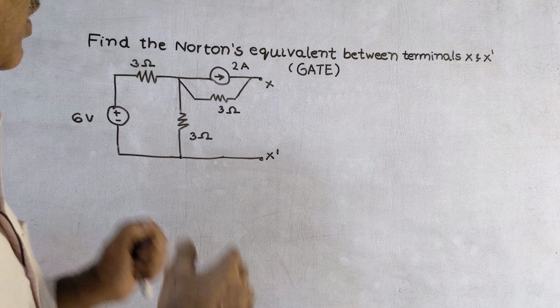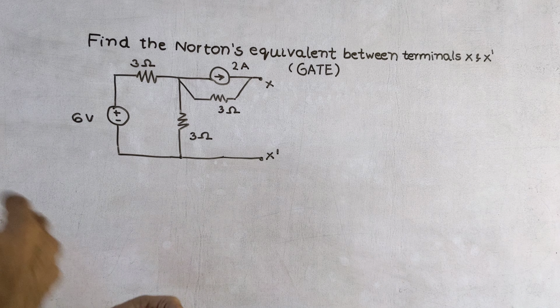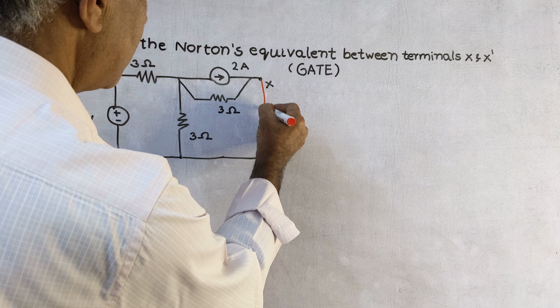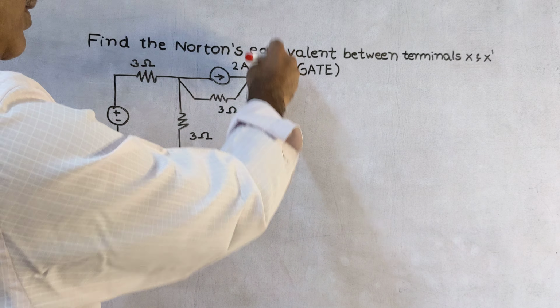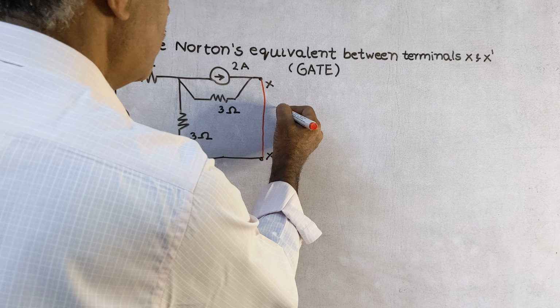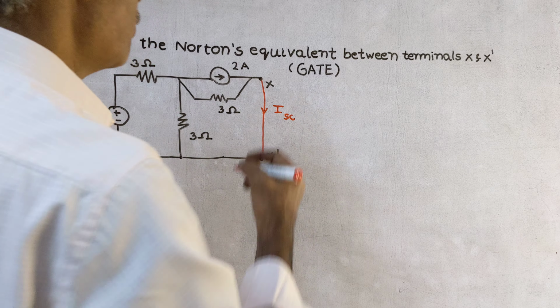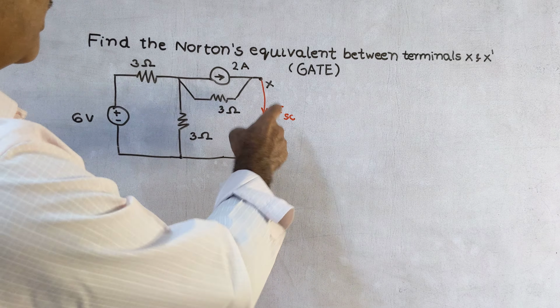So how to solve this problem? First, as usual, the procedure is we have to short the terminals x and x dash. The current that flows here is what is called the short circuit current, ISC, also known as Norton current. And we have to find this Norton current ISC.